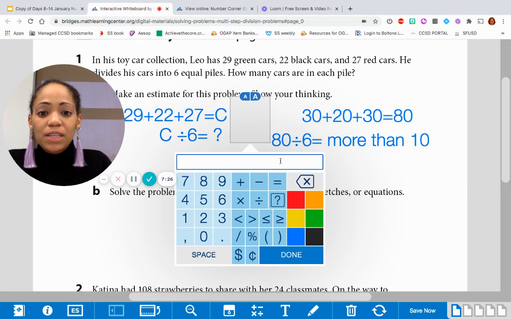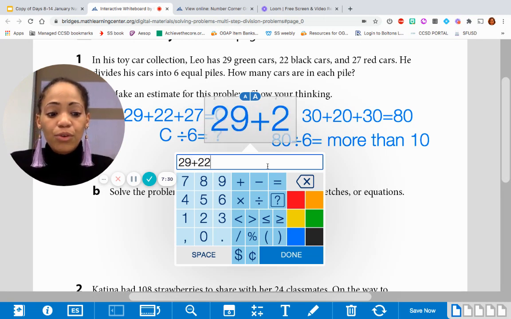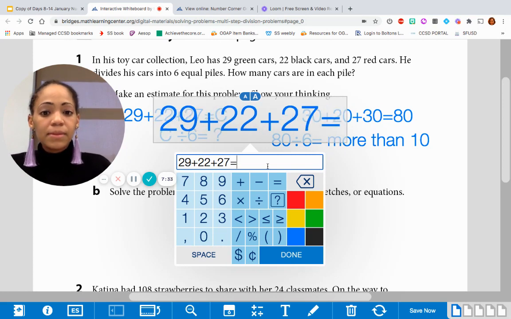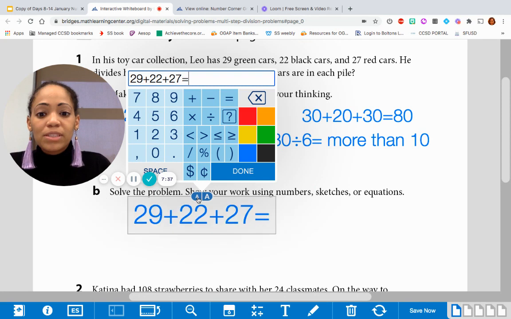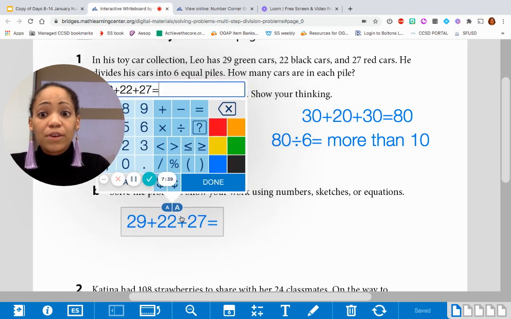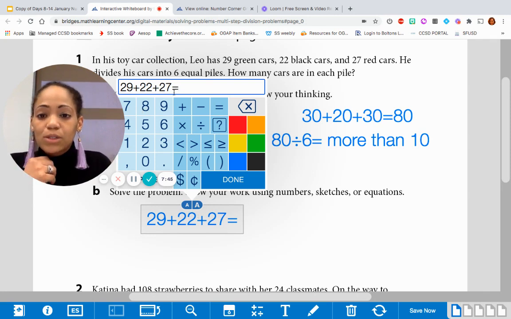All right, guys, hopefully you've paused your video and now you're back and ready to go over the answer to this word problem. And we know that the first step of solving this word problem was to find the actual number of cars, okay? So we estimated they were about 80. Let's find the actual number. 29 plus 22 plus 27.